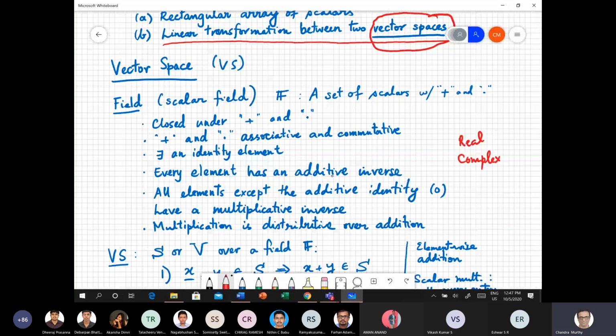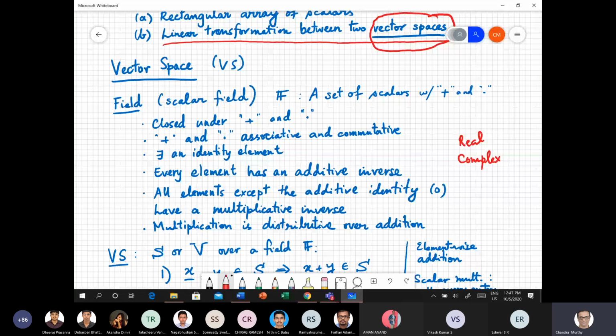And every element has an additive inverse. So given any a belonging to F, there is a minus a which also belongs to F. And all elements except the additive identity, which is typically denoted by zero, have a multiplicative inverse. And multiplication is distributive over addition.